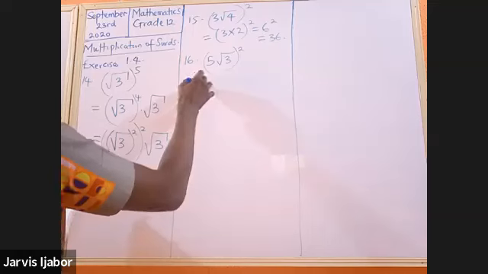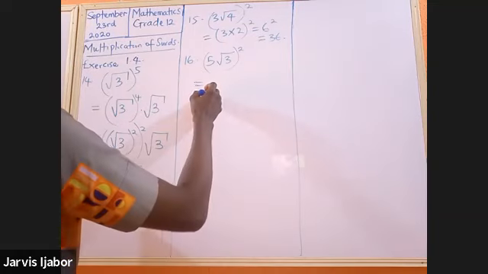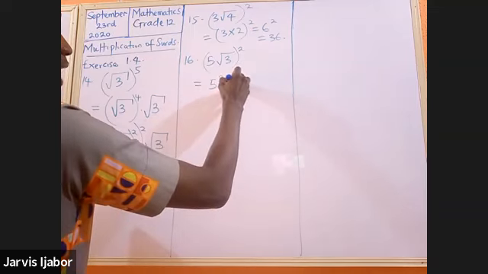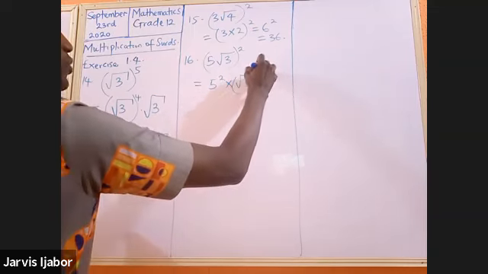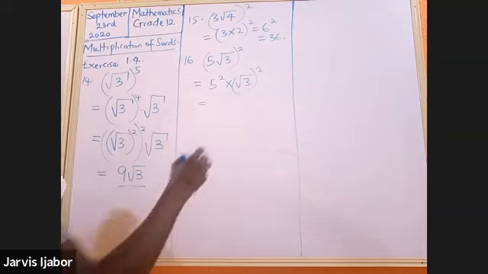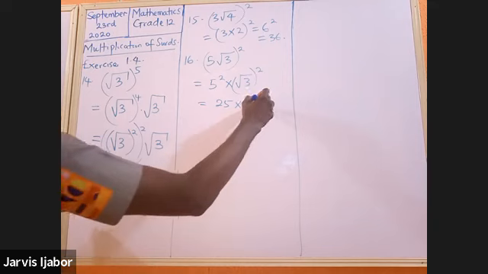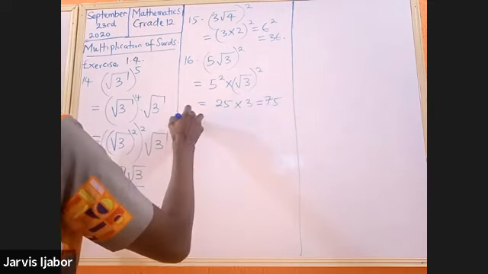I think that. So, what will this give you? This will mean what? 5 squared times root 3, all squared. I see that. So what would that be? 25 times 3. And that will give you what? 75.